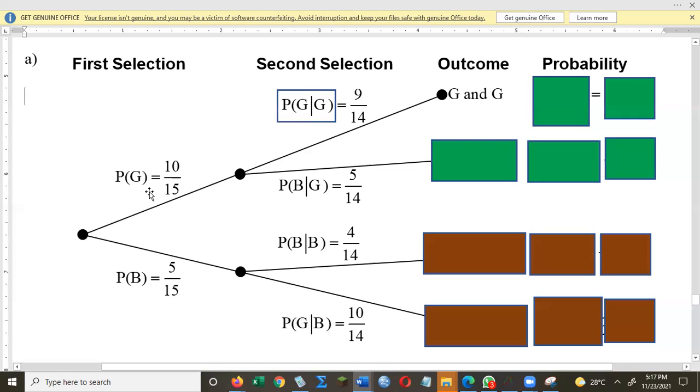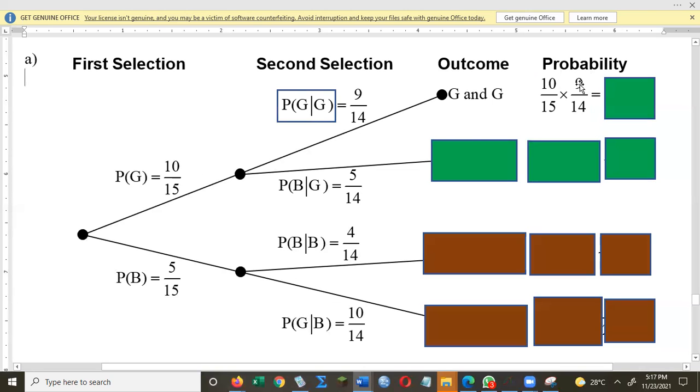And as we say, you multiply along the root, multiply along the branches. Across must add up to 1. 9 and 5 is 14/14. 4 and 10 is 14/14. But along the branches, you multiply. And means multiply in probability language, or means plus. Either you get a green after a green, or you get a brown after a green. So you add. Either you get a brown after a brown, or a green after a brown. You add. But what about a green and a green? You multiply.